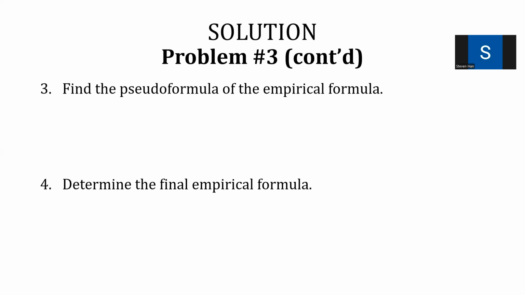Finding the pseudo formula of the empirical formula is done by writing the elements from most metallic to most non-metallic. The lowest amount in moles was 1.81, and once dividing all the elements' moles by 1.81, the empirical formula is C3H5N.